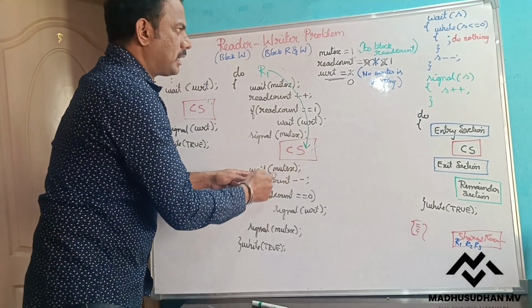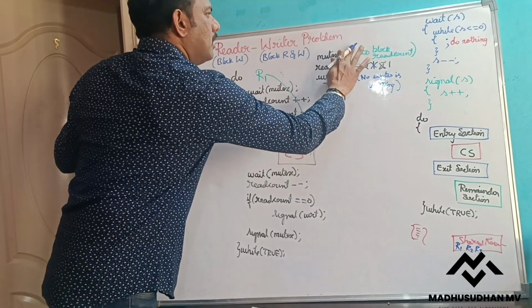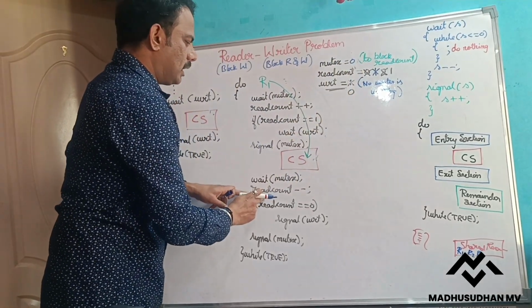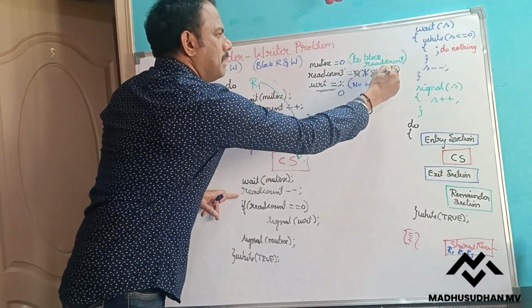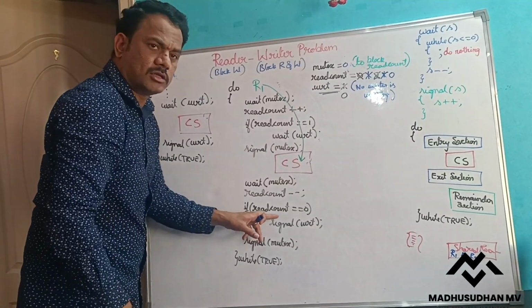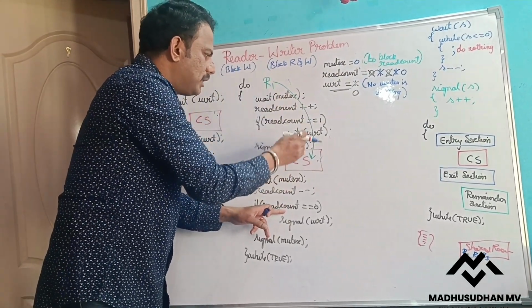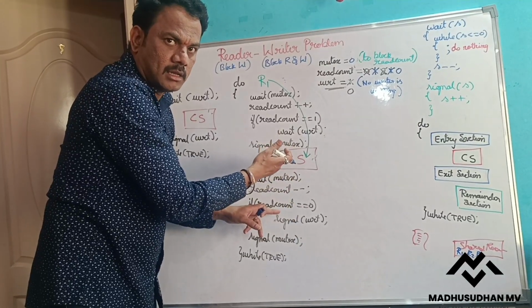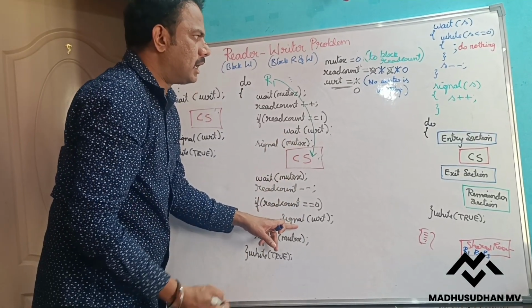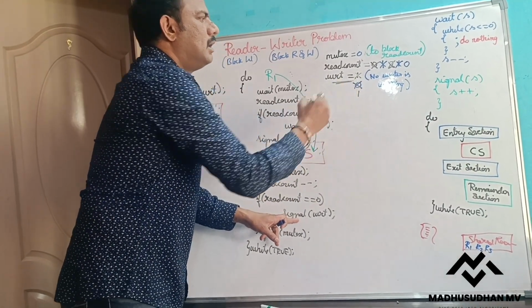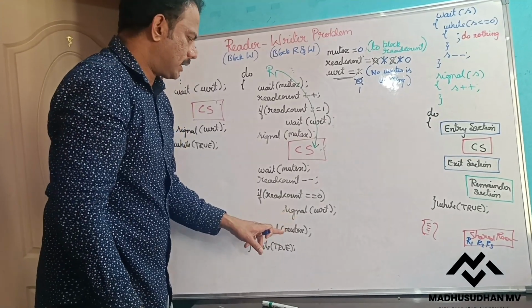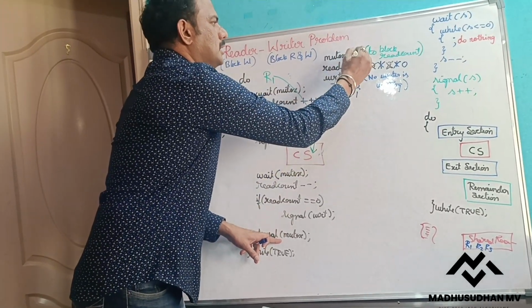Now again wait mutex. Again mutex will be decremented. It will be 0. Then read count is decremented to 0. Then check: read count is 0? Yes, that means this is the last one. After R1 is coming out, there is no reader there. So it comes out and signals WRT. That is, I am making WRT 1. And then it comes out and signals mutex. Again I am releasing this one.